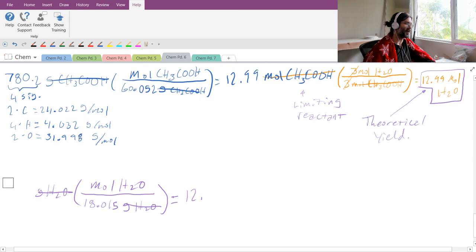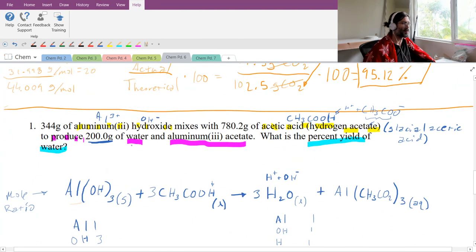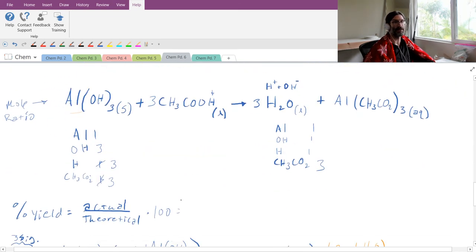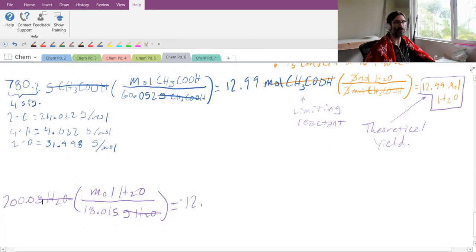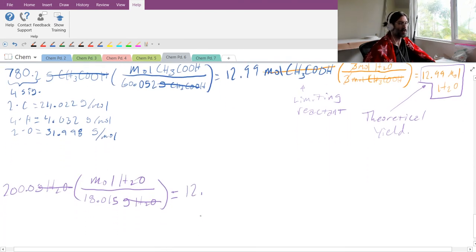I even wrote this wrong, because this isn't 200, it's 200.0 grams of water. I went to check the significant figures. That's 12.5078 moles of H2O.